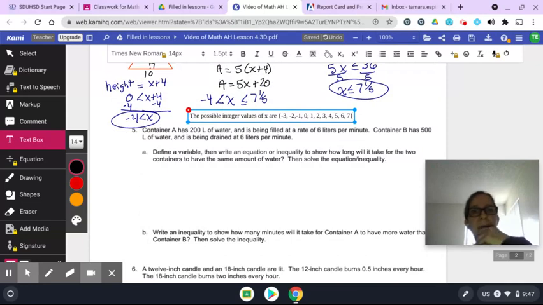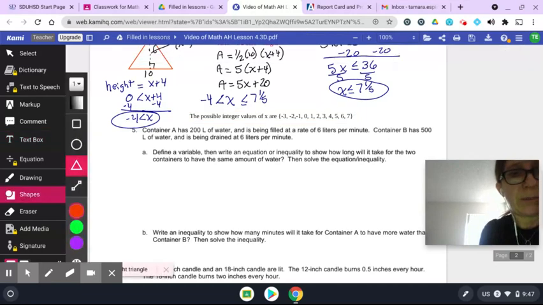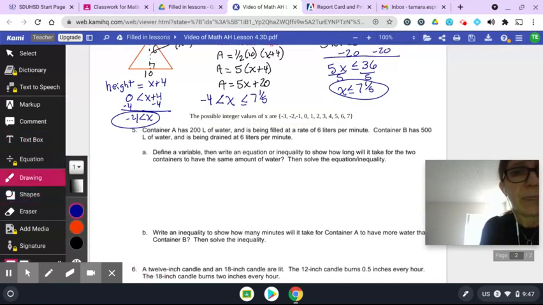Okay, container A has 200 liters of water and is being filled at a rate of 6 liters per minute. Container B has 500 liters of water and is being drained at 6 liters per minute. Okay, so I have two containers. Here is my first container, we'll call it container A. We are pouring into it. We start here at 200 liters of water, and water's going in at 6 liters per minute.